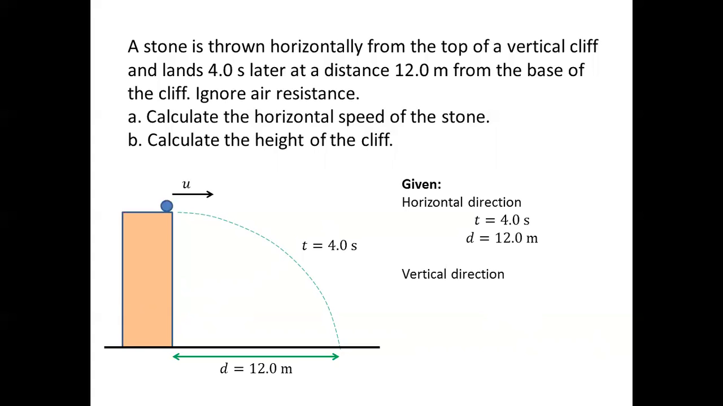Next, for the vertical direction, these are the things that we know. Of course, the time, which will be the same. Initial velocity along the vertical is 0. Notice that this initial velocity given to the stone is purely horizontal, which means in the vertical component of the motion, it's as if the stone was dropped from rest. So initial velocity along the vertical is 0. And then the acceleration will also be equal to the acceleration due to gravity.